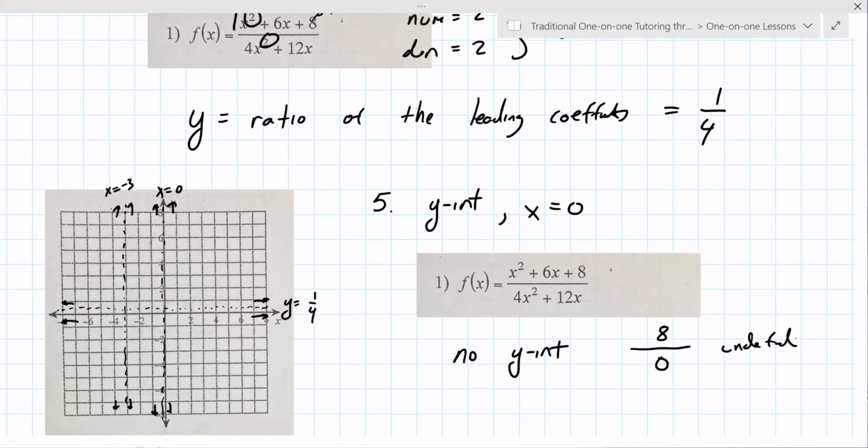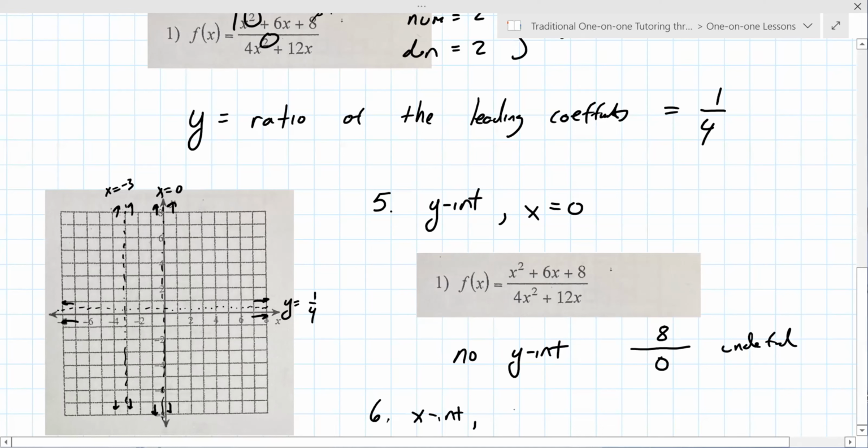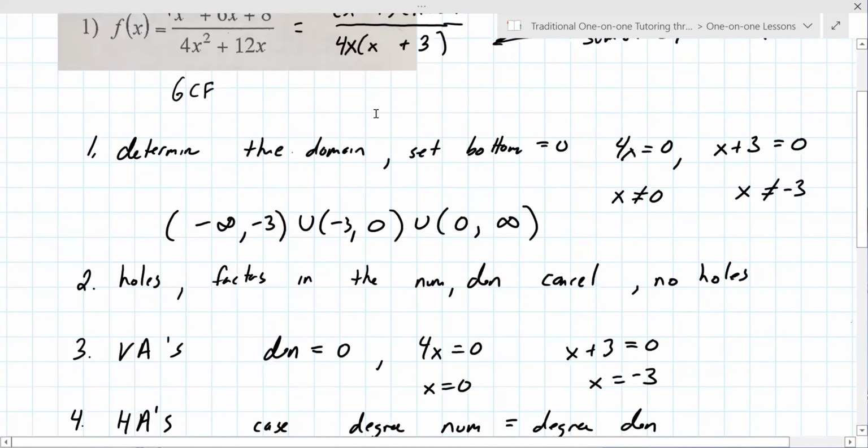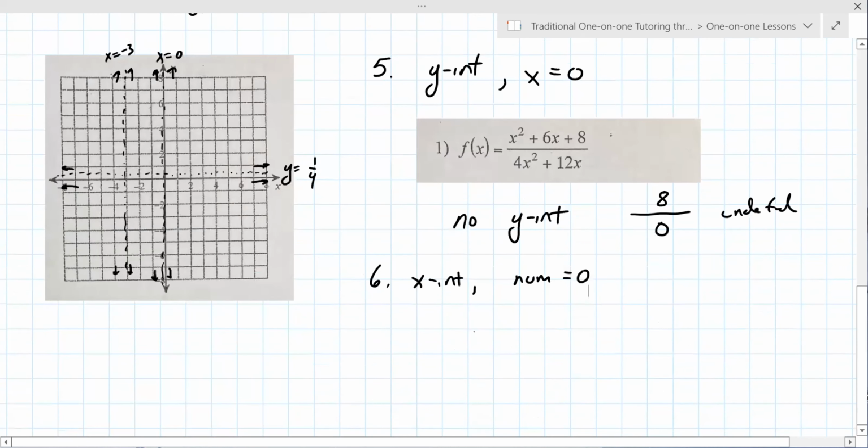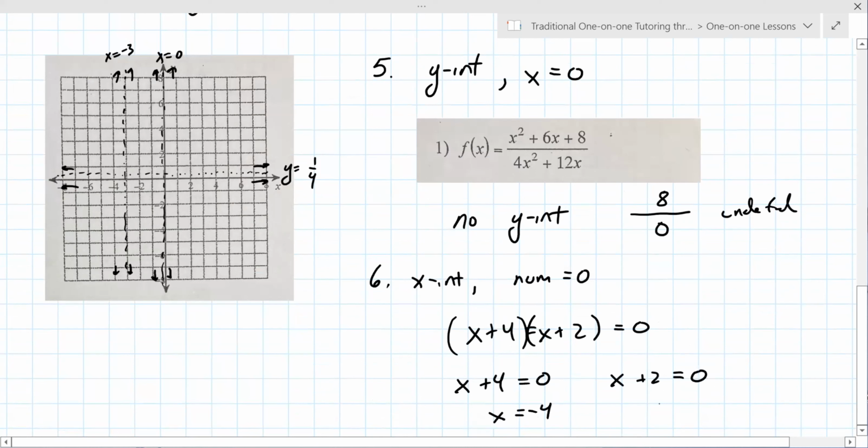That makes sense. Yeah. So 6 are the x-intercepts, and this is where you set the numerator equal to 0. It's best to go back to that factored form. So we had this factored form up here of x plus 4, x plus 2 on top, and you set that part equal to 0. So you're setting each of those equal to 0. So you get -4 and -2. So the actual solving isn't really all that bad.